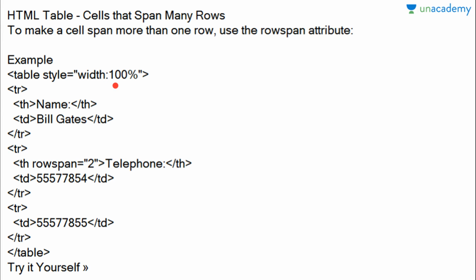Table style width equals 100%, tr, th name, th close, td Bill Gates, td close, then tr close, tr, th rowspan equals 2, telephone, td this, and then td close, tr, td this, td close, tr close, table close. Try this code yourself, and then you will see the output, how we are spanning many rows. So these were the topics that we need to cover in this table lesson.